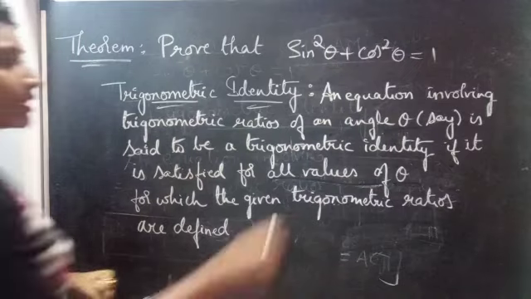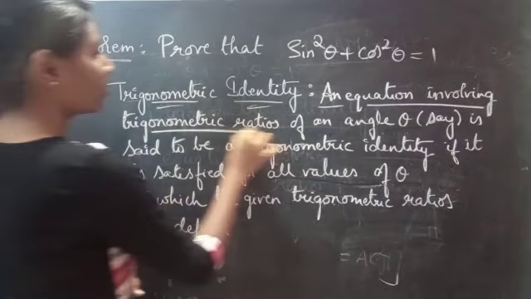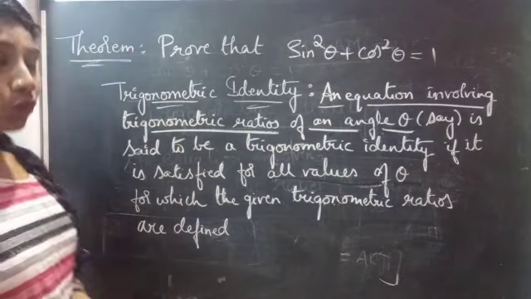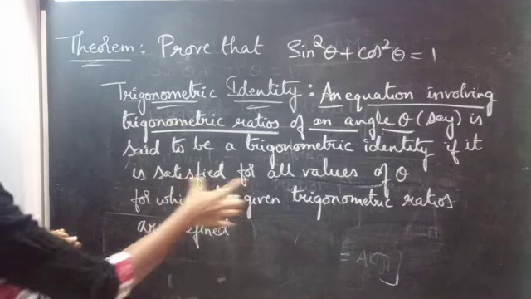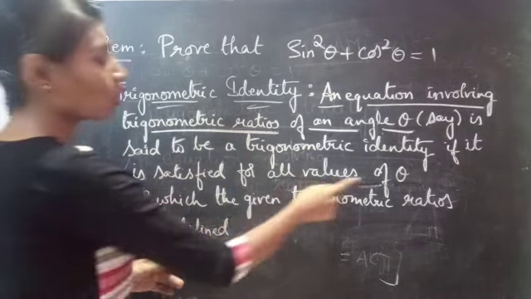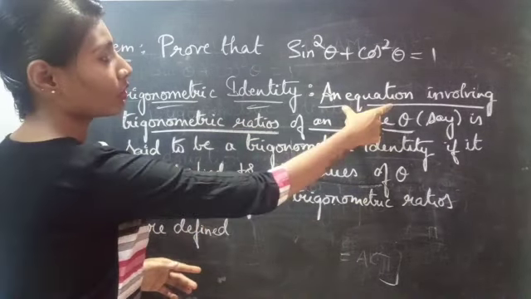So what is a trigonometric identity? An equation involving trigonometric ratios of an angle theta, such that the equation must be satisfied for all values of theta for which the given trigonometric ratios are defined. Okay, so this is a trigonometric identity.